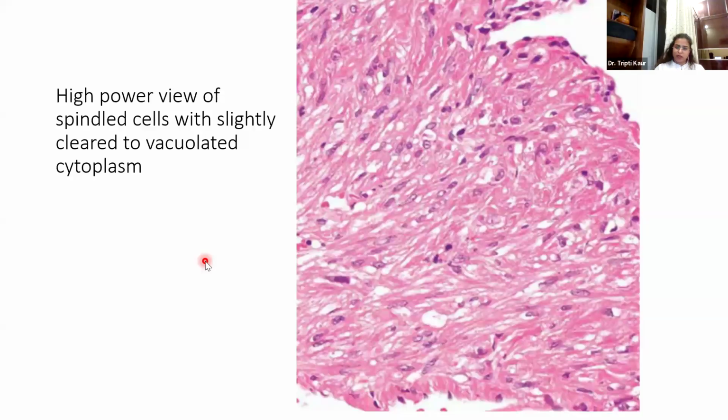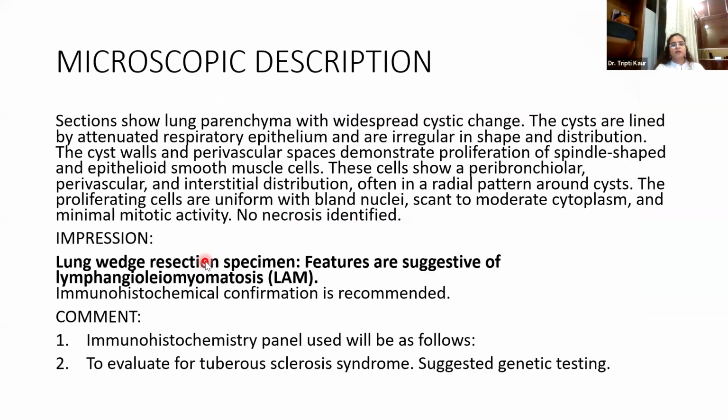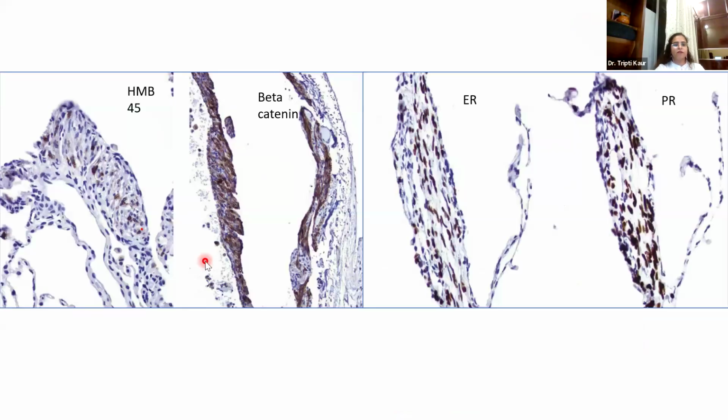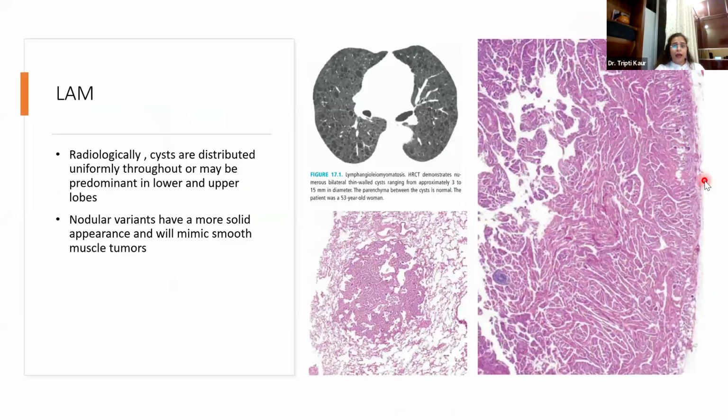And what is the renal tumor they are associated with? Angiomyolipoma. AML. Very good. So everything you've told me, HMB45 will be patchy positive in these cells, and these cells are also positive for beta catenin, and very important, they're always positive for hormonal markers, ER and PR. And sometimes they can also present as nodules. Not always will they present as cysts. So be sure of that also.